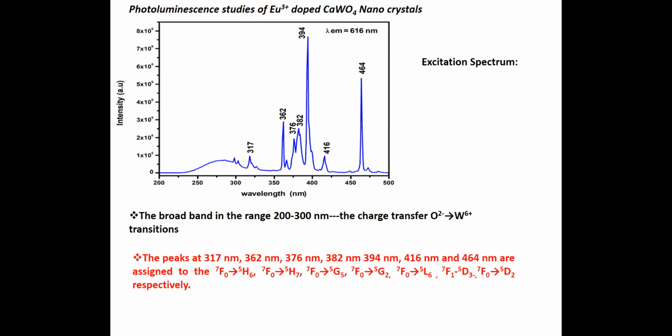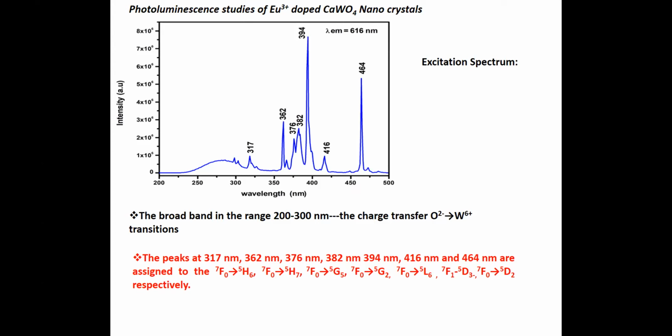Next slide, please. Coming to the photoluminescence studies of europium doped calcium tungstate nanocrystal, we have recorded both the excitation spectrum and emission spectrum. This is the excitation spectrum of the sample. When we look into the excitation spectrum, we can see initially a broad band in the range 200 to 300 nanometer, and it is assigned to the charge transfer transition of the tungstate group.